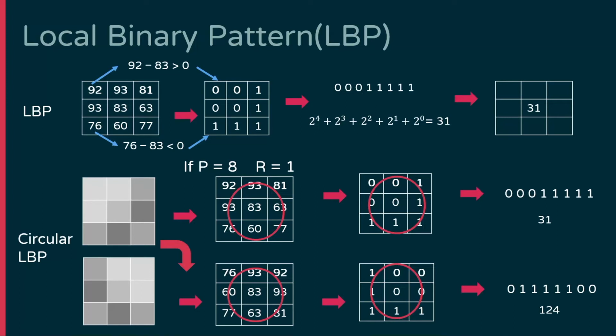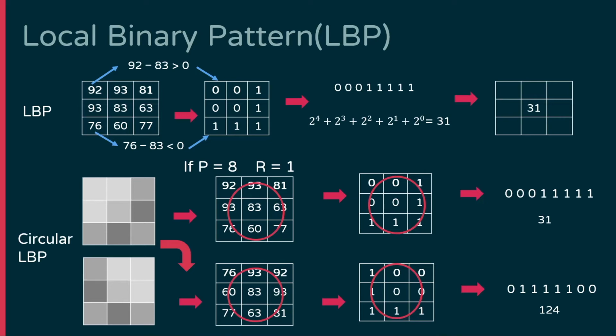Local binary pattern is an efficient texture operator which labels the pixels of an image by thresholding the neighborhood of each pixel and considers the result as a binary number. It can represent the texture of the image. So we also used LBP as features in our framework. This slide talks about the theory of the local binary pattern. I won't go into details here.